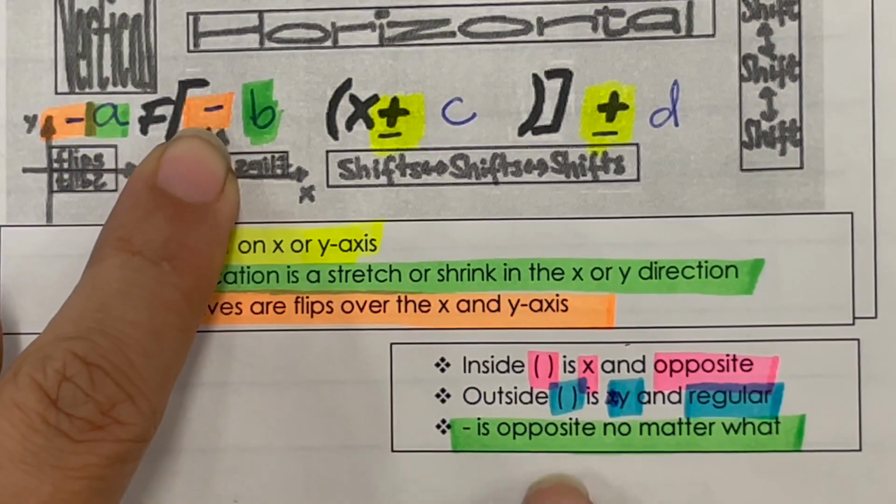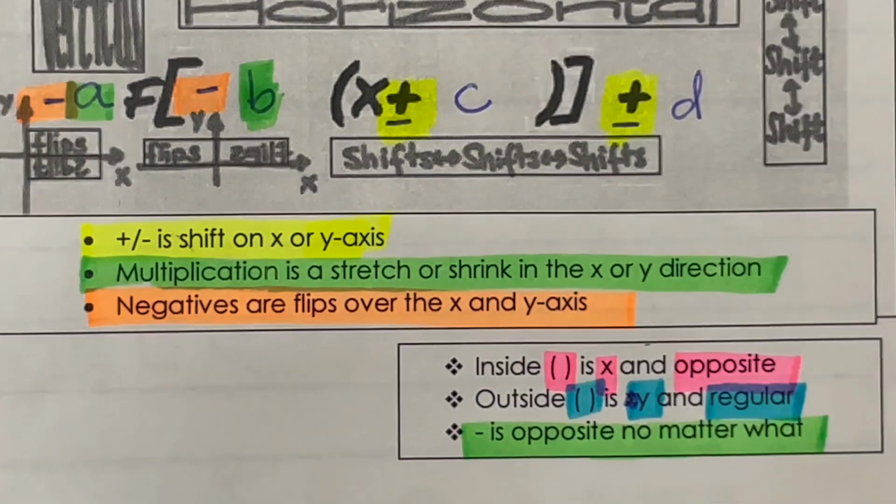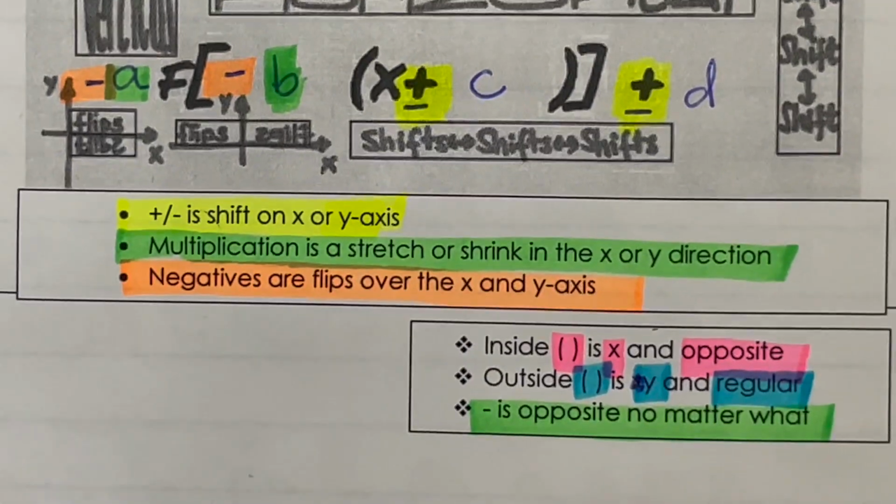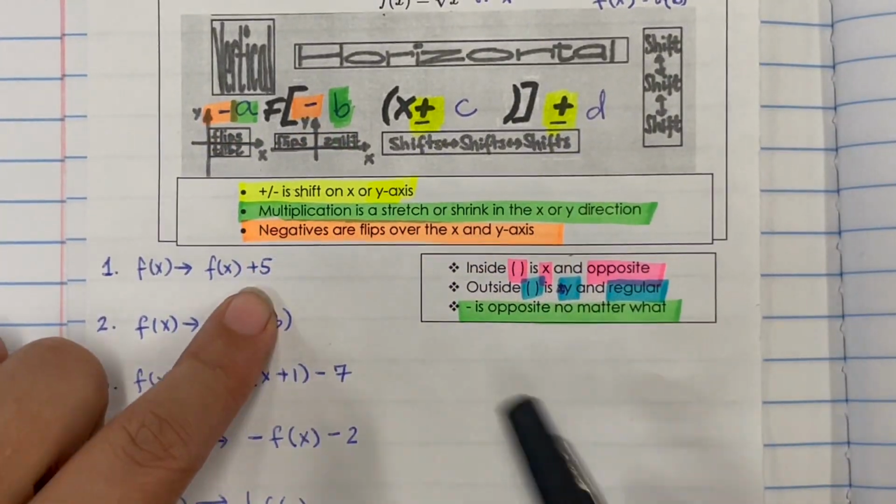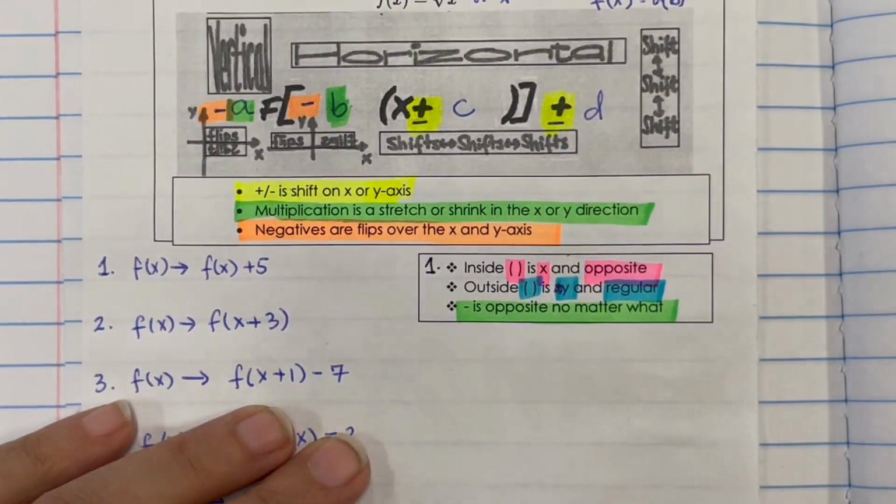Finally, a negative is opposite no matter where it is. So if it's inside, you'd think it's x, but it's really y. If it's outside, you would think it's y, but it's really x. So pause the video, copy those examples down.